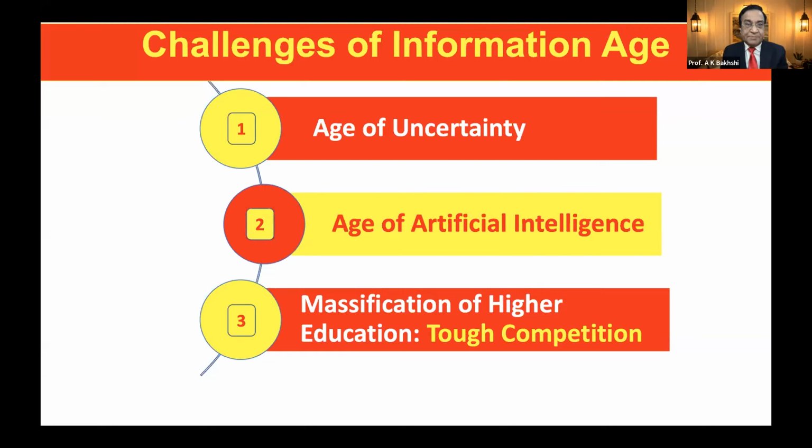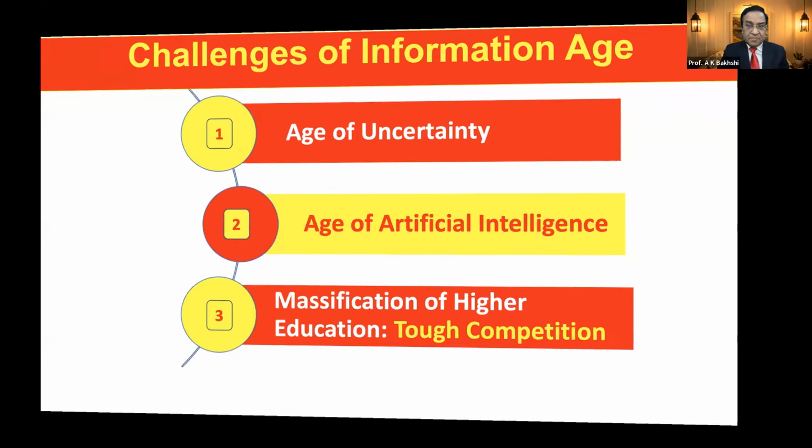Then this is an age of artificial intelligence. You know, this is an age where artificial intelligence is going to be the intelligence of the students by the time they finish their education. So if we can have machines with the same intelligence as you, why do we need you? That is another challenge. And the third challenge is that massification is taking place in higher education, more and more enrollments. So whatsoever few jobs will be left, there will be many takers. Competition will be very, very tough. So these are going to be the three major challenges in this information age.